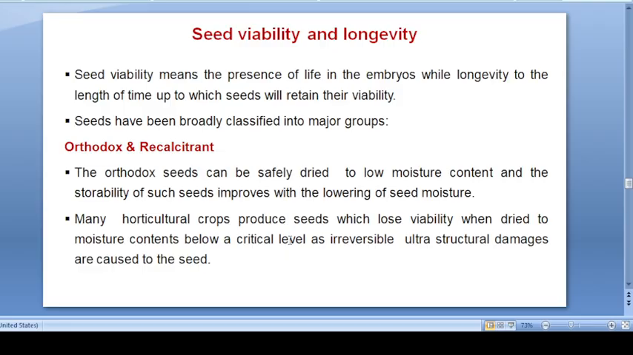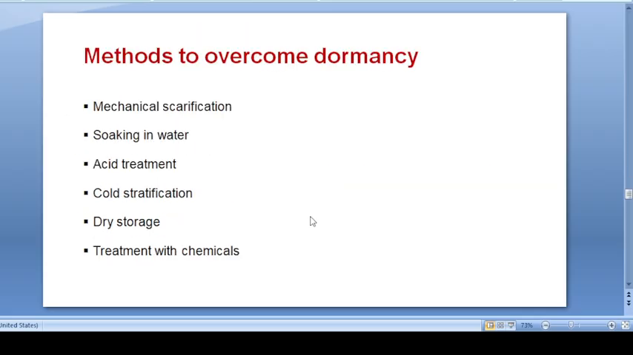Recalcitrant and orthodox seeds I have already discussed. There will be a common question on this, like what is an orthodox seed or a recalcitrant seed, and they may also ask for some examples. You have seen the different types of dormancies: embryo dormancy, double dormancy, and seed coat dormancy. All these types of dormancies you have studied.